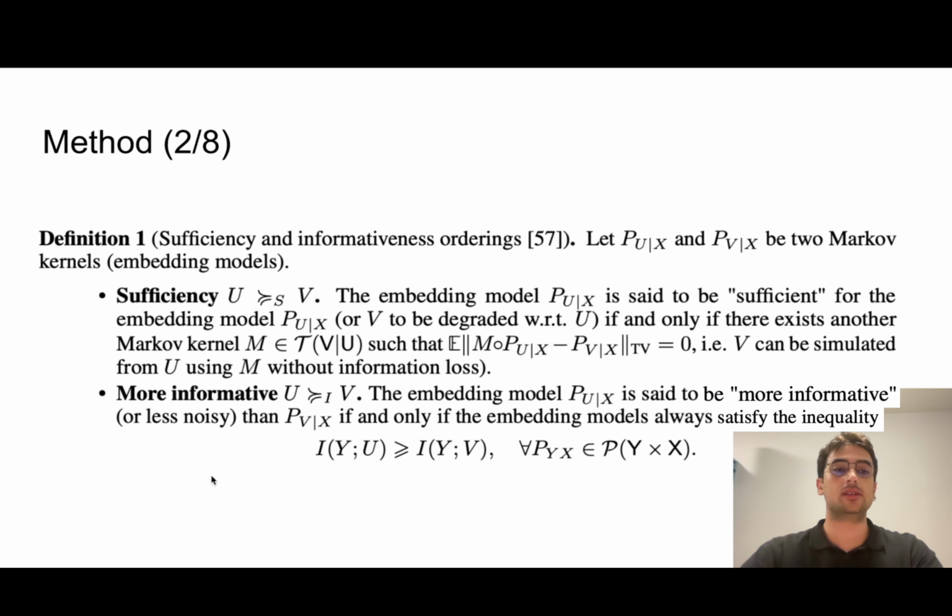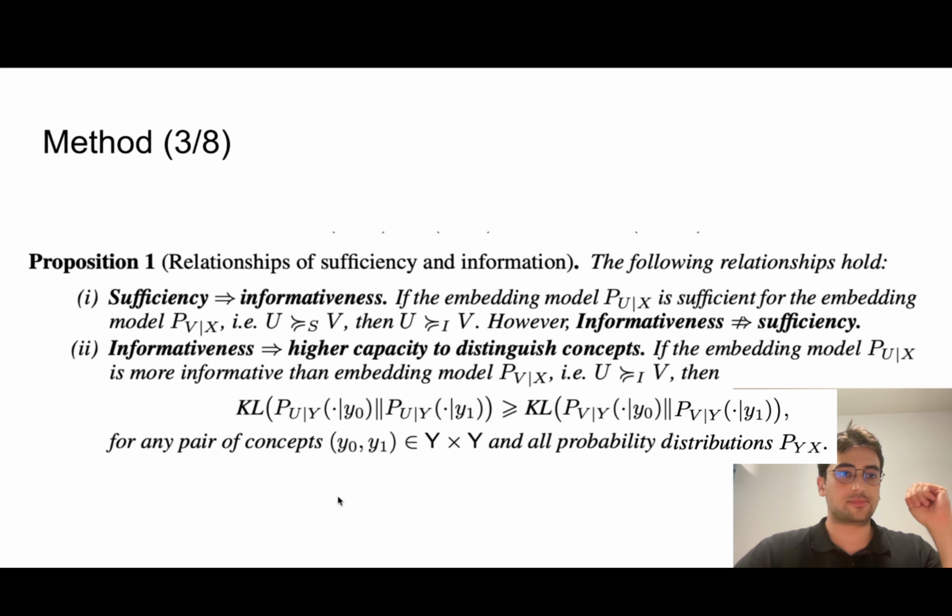And also, more informativeness. Do you also remember this formula, the mutual information formula? So P U given X is said to be more informative or less noisy than P V, or the embedder V, if and only if the embedding models always satisfy the inequality. So you have Y and U, and the information of Y and U is bigger than the information of Y and V mutually. Okay, but sufficiency is a more important term in this definition. But I hope this is also clear.